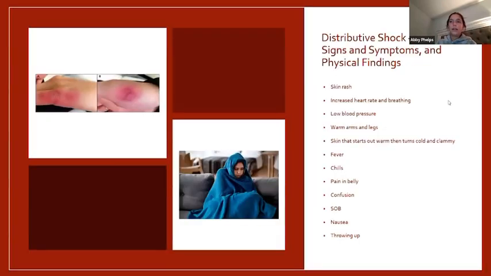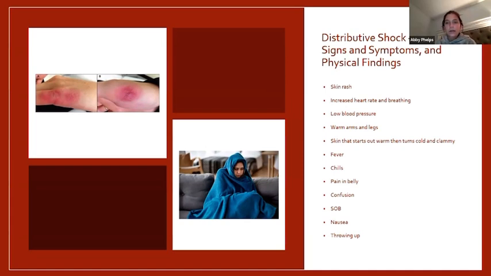So, some common findings that you would find in distributive shock: a skin rash. I have an image over here. This is actually an image of someone that had distributive shock. Increased heart rate and breathing. Typically they have a low blood pressure, and your arms and legs could be warm. Skin that starts out warm and then can eventually turn cold and clammy.